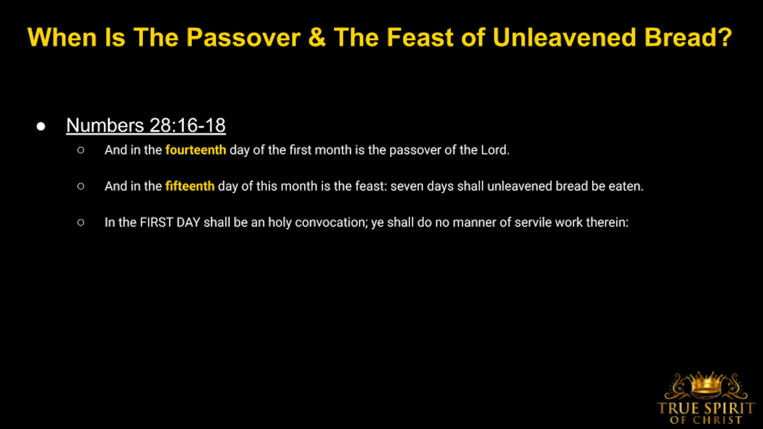In the 14th day of the first month is the Passover of the Lord. And in the 15th day of this month is the feast. This feast is referring to the Feast of Unleavened Bread. That's why it says as we read on, 7 days shall unleavened bread be eaten. In the first day shall be an holy convocation. Ye shall do no manner of servile work therein. So now you know that the Passover is on the 14th day of the first month.